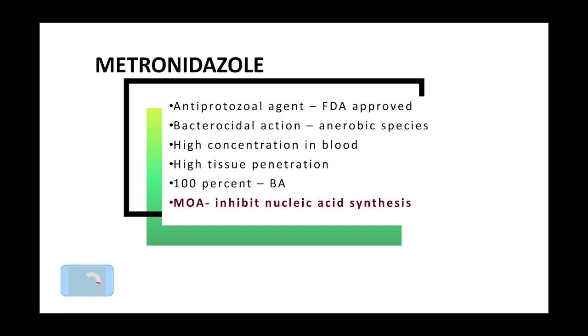it acts on Clostridium species. Coming to the pharmacokinetics, it has high concentration in the blood and high tissue penetration. The bioavailability is 100%. The dose given is 500 mg BD orally, or it can be given as 750 mg BD or TID. In our country, metronidazole oral tablets are available as 400 mg, and 500 mg metronidazole infusion bottles are available. The mechanism of action is that it inhibits nucleic acid synthesis by disrupting the DNA of microbial cells.